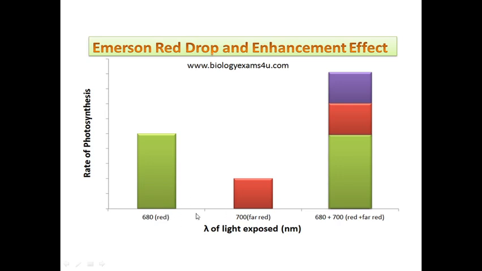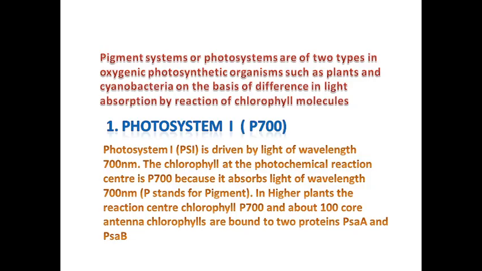When Emerson gave a wavelength above 680 nanometers, there was a sharp decrease in the rate of photosynthesis or the quantum yield, and at red there is a slight increase in the rate of photosynthesis, and when he combined both, there was a sharp increase in the rate of photosynthesis. I hope I am clear to you guys.